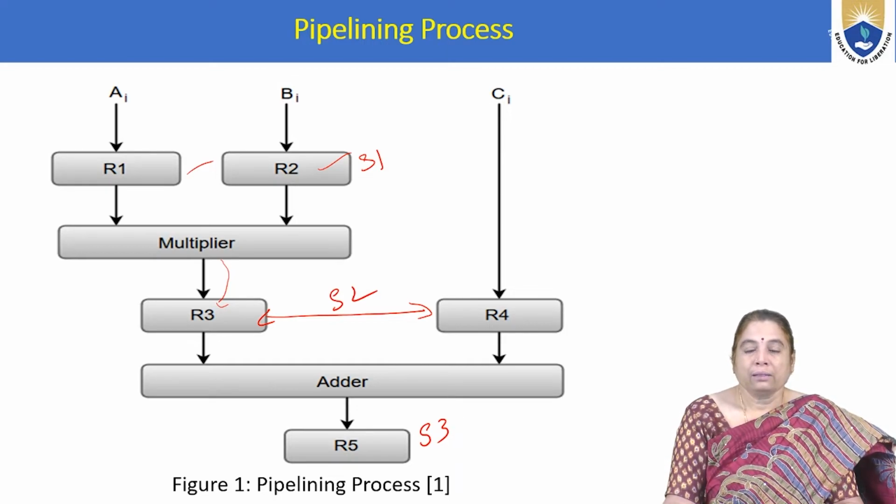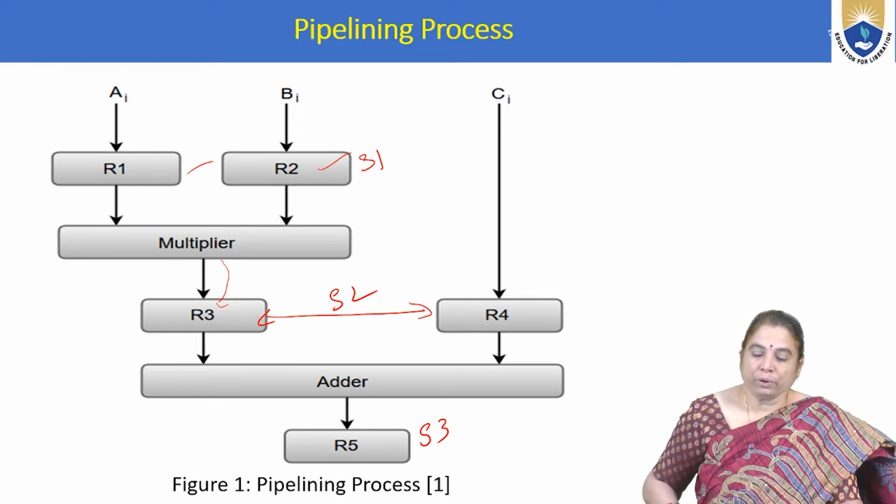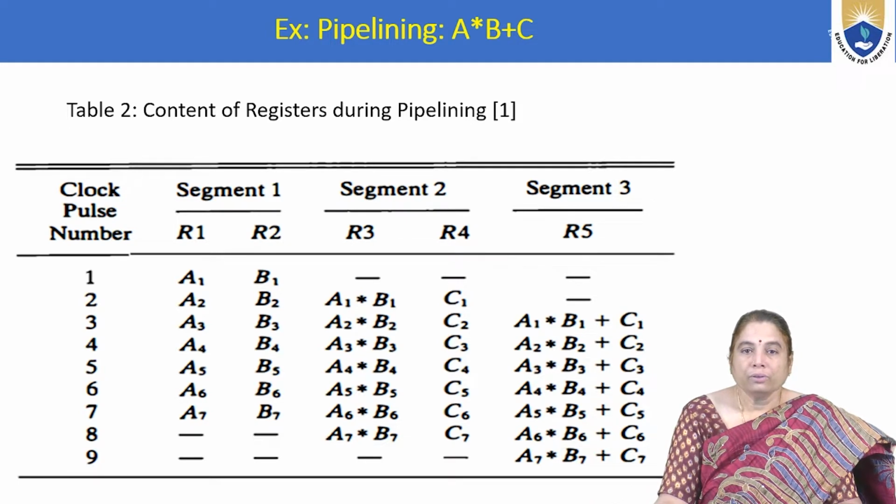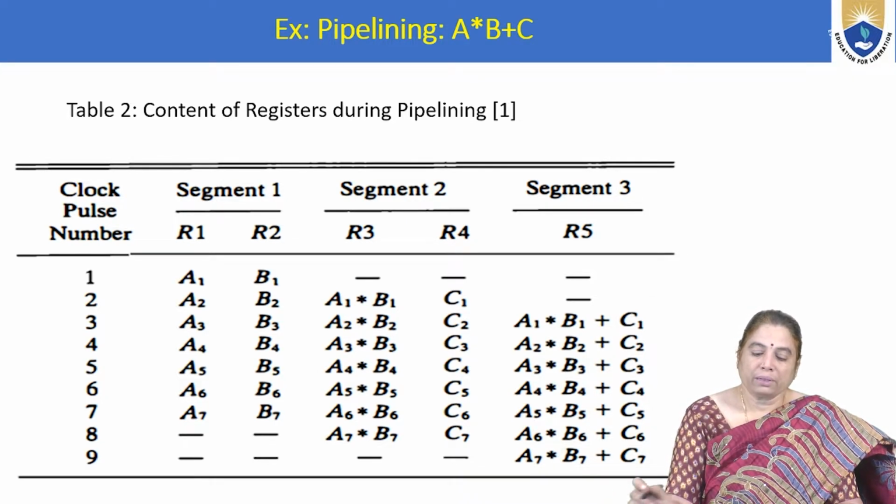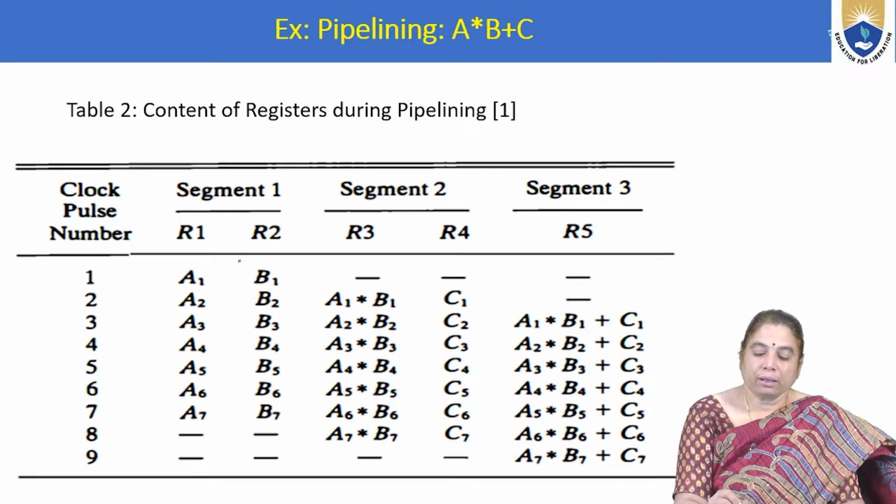In this way, the segments can operate or be implemented simultaneously in the pipelining process. So here, during each clock pulse, how these segments can be implemented. During the first clock pulse, the segment 1 can be implemented, that is inputting R1 and R2. So A1 and B1 can be loaded to the registers R1 and R2.